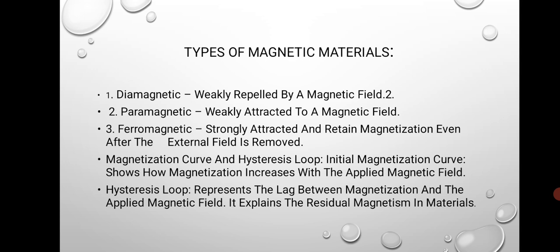Magnetization curve and hysteresis loop. The initial magnetization curve shows how magnetization increases with the applied magnetic field. The hysteresis loop represents the lag between magnetization and the applied magnetic field. It explains the residual magnetism in materials.